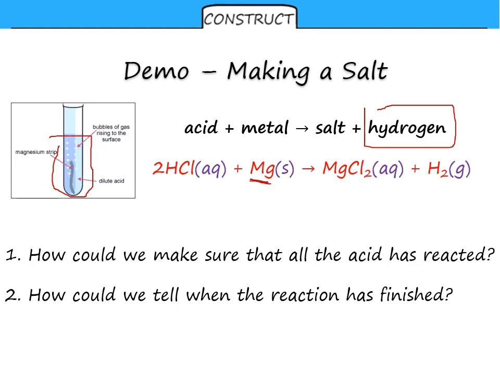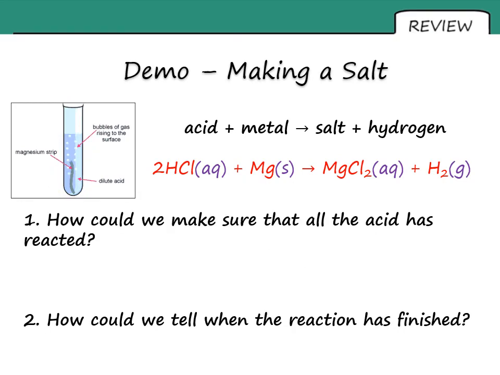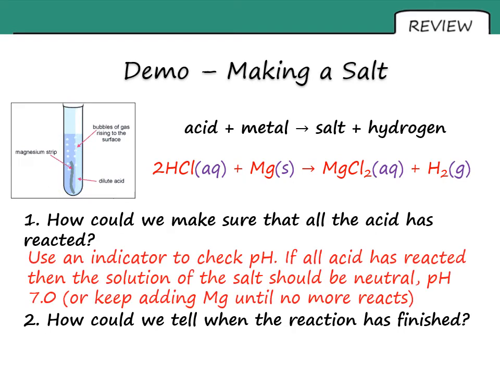Okay, so to make sure that all the acid has reacted, we can use indicator to check the pH. If all the acid has reacted, then the solution of the salt should be neutral and we should have a pH 7. Or we can keep adding the magnesium until no more reacts. How could we tell when the reaction is finished? When there's no more bubbles of hydrogen produced.